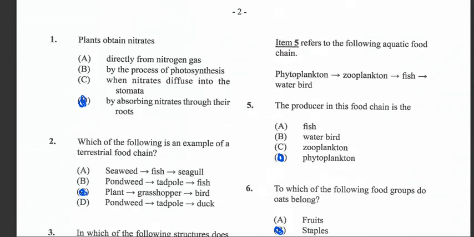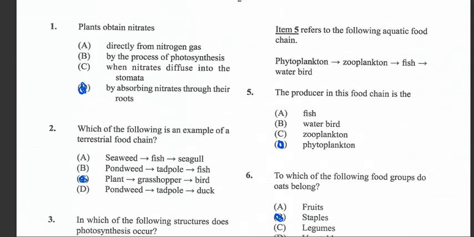Number 1 says plants obtain nitrates. Plants obtain nitrates by absorbing nitrates through their roots. So we have seen that plants obtain nitrates through their roots.